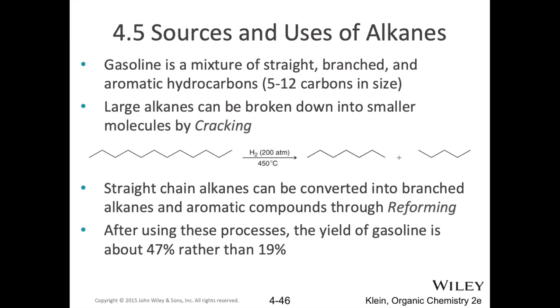We can take branched alkanes and produce them from straight chain alkanes or vice versa. This process is called reforming. That's where you're just converting one form of an alkane into a similarly sized alkane, just a different level of branching. Whereas cracking is where you take a longer hydrocarbon and break it down to smaller pieces. Reforming usually involves roughly the same size hydrocarbons. And thereby you increase your yield of gasoline.